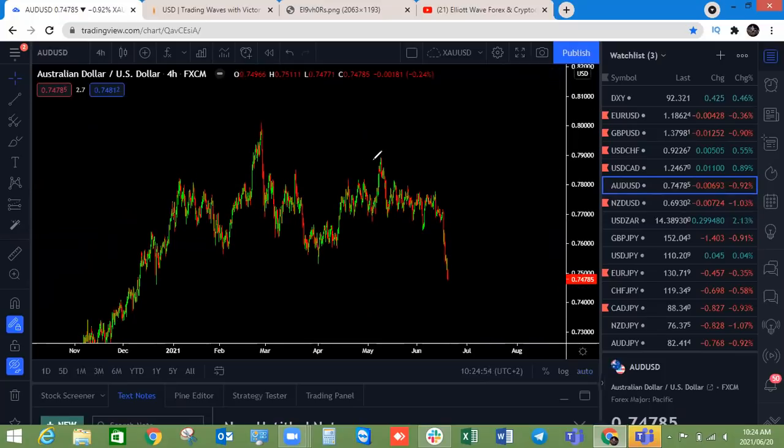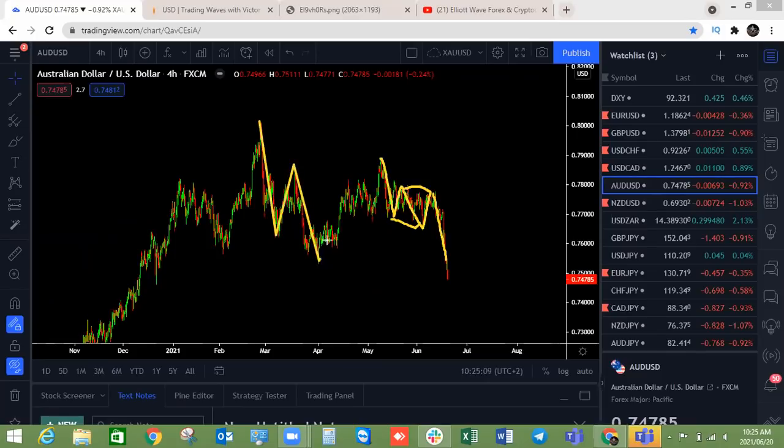So last week we were looking at this to be making 1, 2, 3 here with this complex correction here, and looked for this one to come around this level. So that's what we have here now on Aussie US dollar. Let's have a look at the structure here. So we started with 3 waves to the downside here.